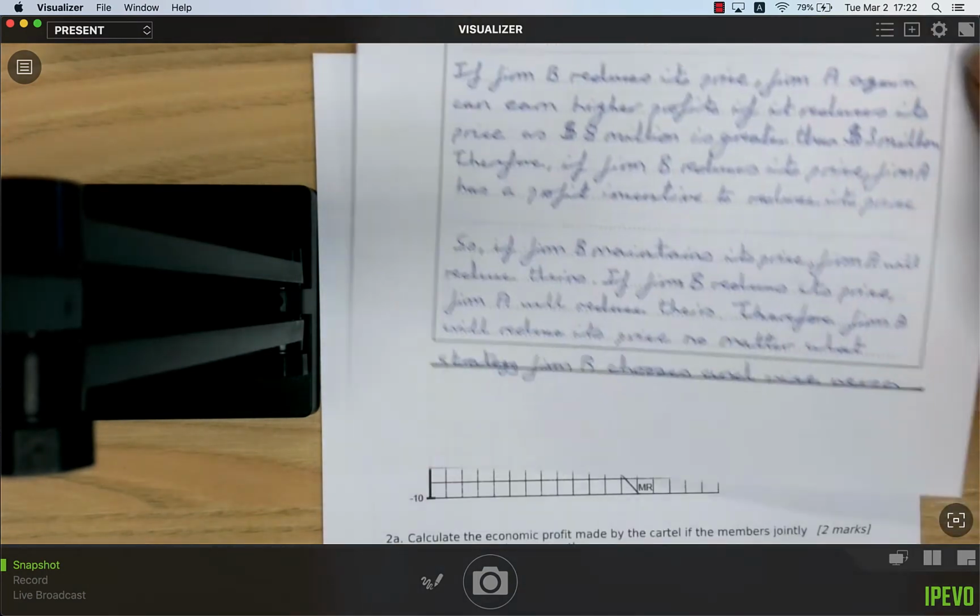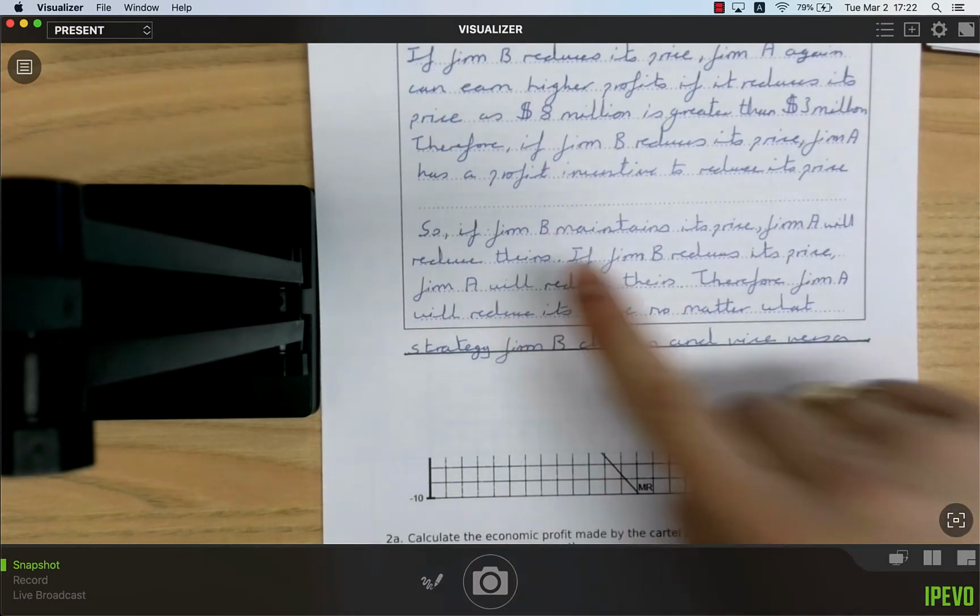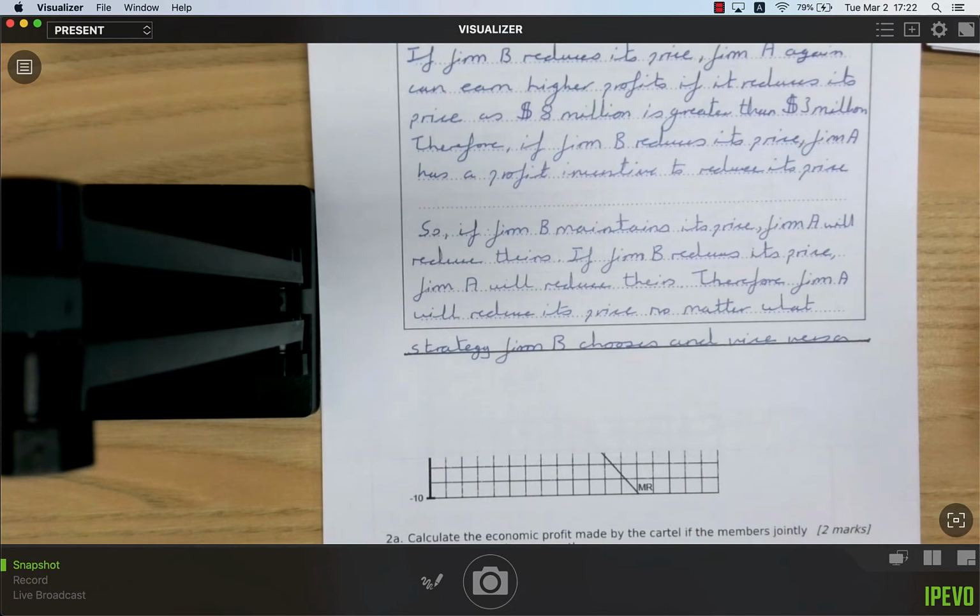So if firm B maintains its price, firm A will reduce theirs. That's what that word is meant to say there, theirs. If firm B reduces its price, firm A will reduce theirs. Therefore, firm A will reduce its price no matter what strategy firm B chooses, and vice versa.